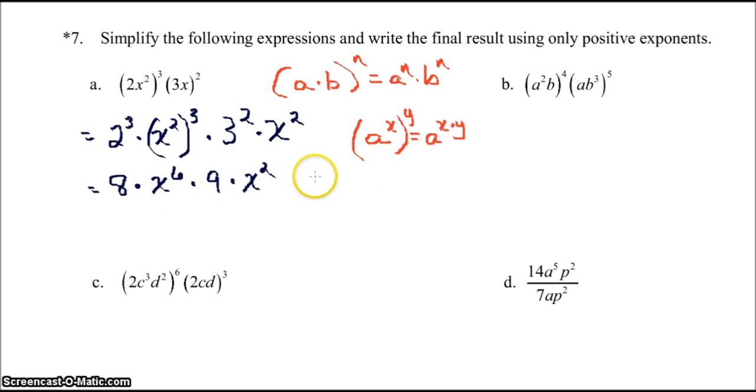And now, I actually used another rule earlier. I should probably write this one down too, that we're going to use next. If we have, say, a to the n times a to the m, we can simply add those exponents, a to the n plus m. So right here, x to the 6th times x squared, that will give us x to the 8th. And 8 times 9, 72.